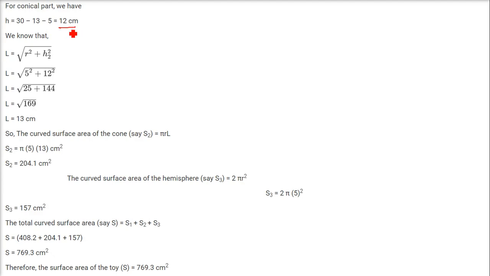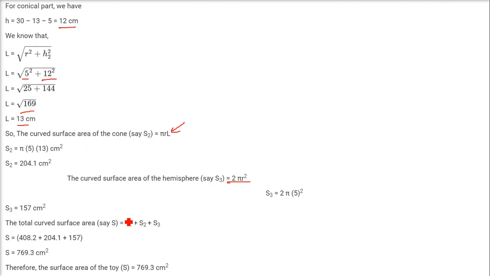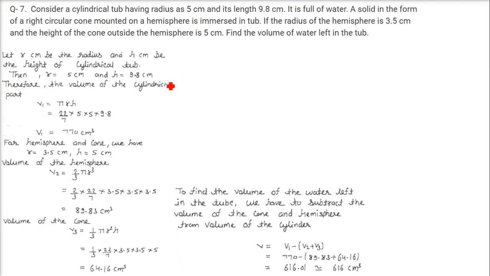So L will be under root R square plus H square, that is 5 square plus 12 square, 25 plus 144, it is going to be 169 under root, it is going to be 13. So we just have to write here 13, pi into 5 into 13. Now curved surface area of the hemisphere is 2 pi R square. Radius is same for all these three, it will be 5 only. So it will be 2 pi R square. And now you have to add these three, S1 plus S2 plus S3. It is going to be 769.3 centimeters square.